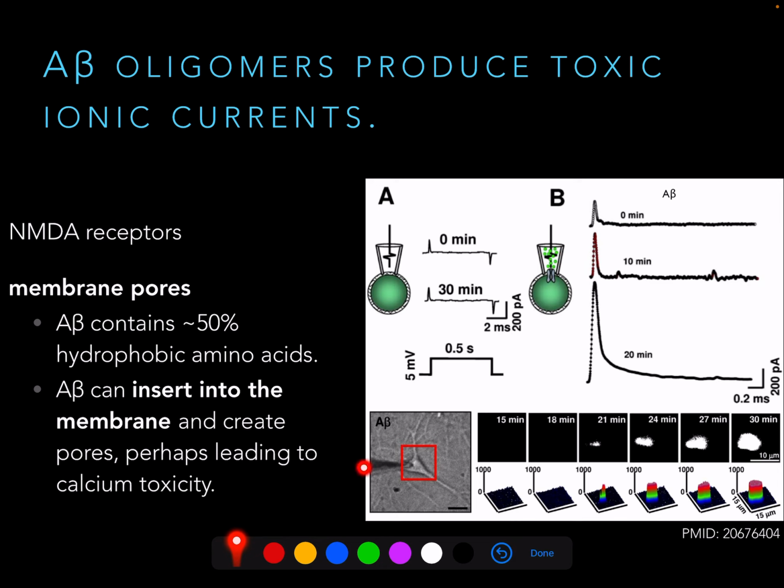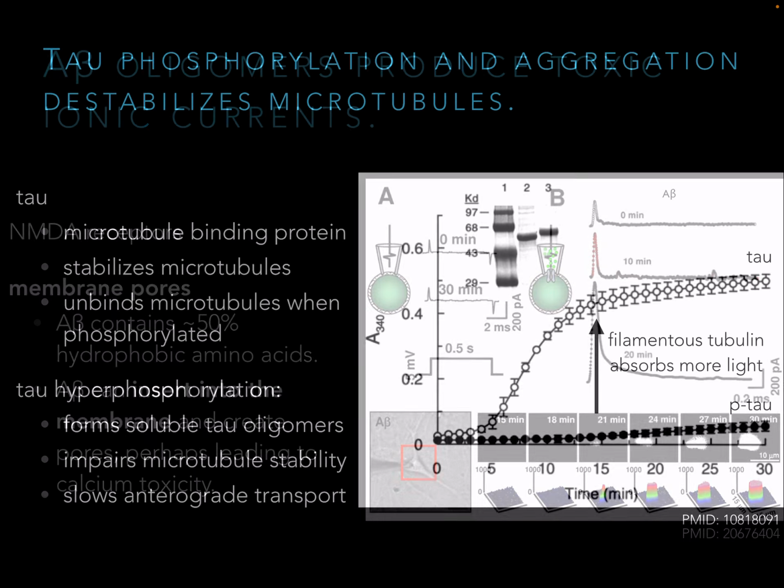What they did was put some fluorescent compound here. After 15 minutes, nothing. But after 21 minutes, that fluorescent compound started to make its way into the cell body of that neuron. In other words, we made a hole. And this hole is going to let all kinds of things move across the membrane, like ions, like calcium, for example. So even without NMDA receptors, A beta oligomers could cause calcium toxicity.